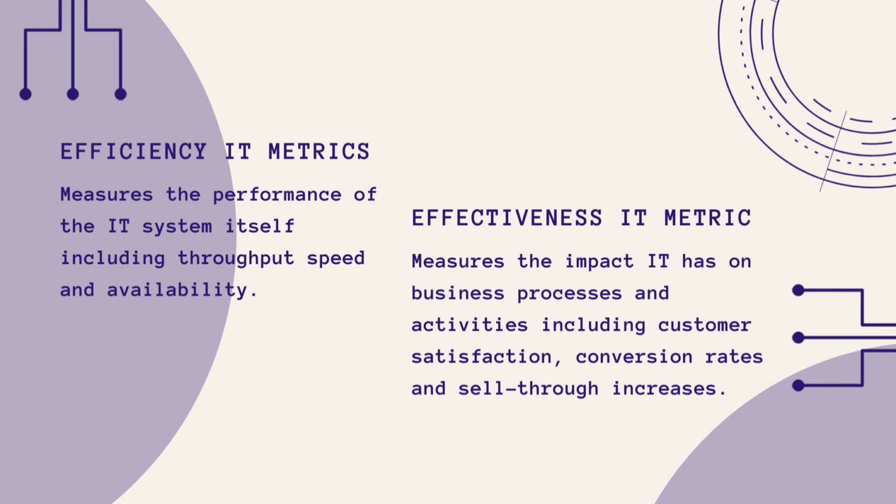Efficiency implies doing things right, while effectiveness implies doing the right thing. Efficiency IT metrics measure the performance of the IT system itself, including throughput, speed and availability, while effectiveness IT metrics measure the impact IT has on business processes and activities, including customer satisfaction, conversion rate, and sell-through increases.